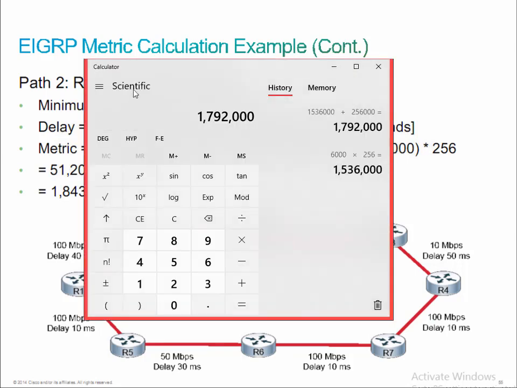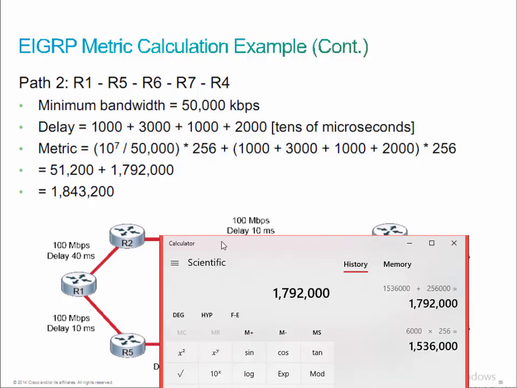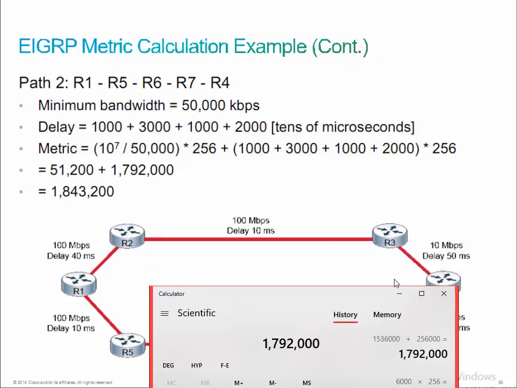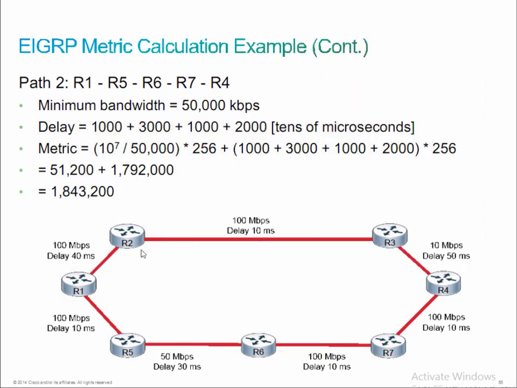This number here is the metric from R2 to get to R4. That number is smaller than the overall feasible distance of the primary path, 1.8. So that means the 1.7 is going to qualify as a feasible successor. All right.